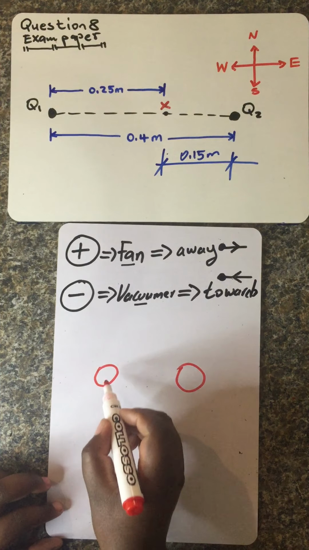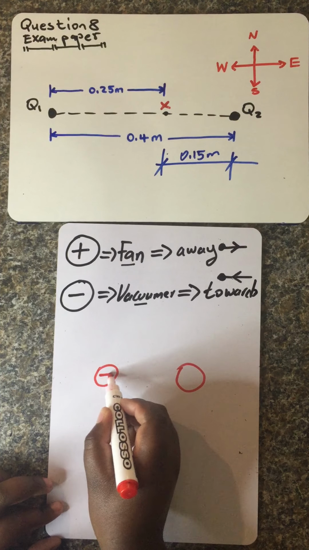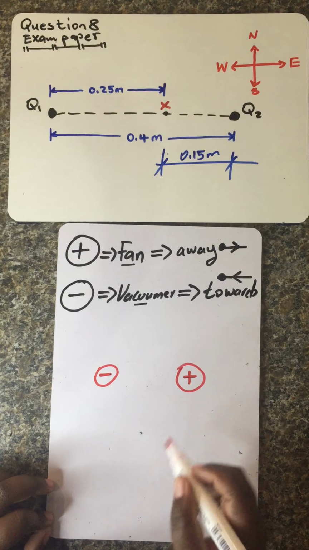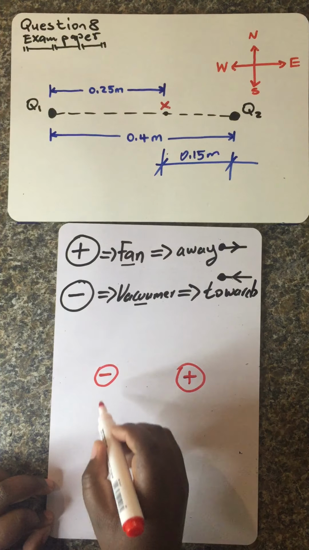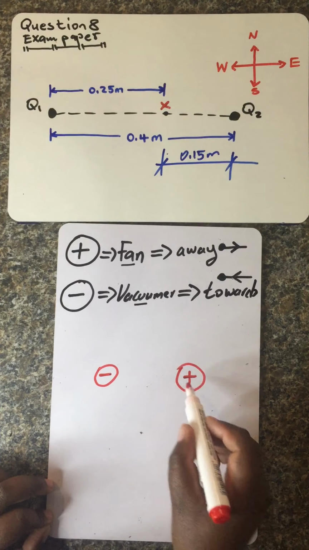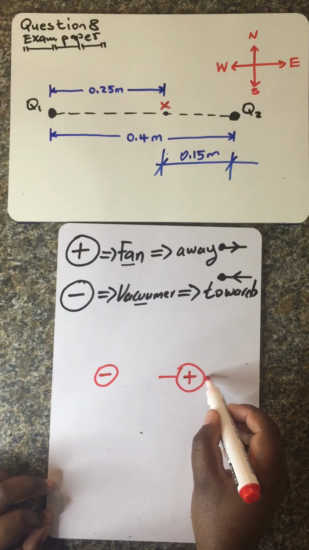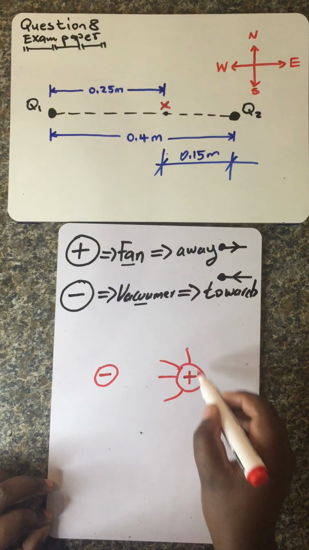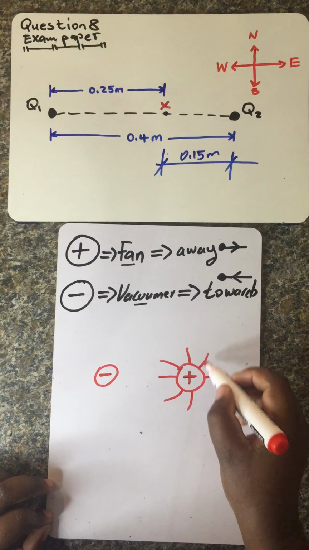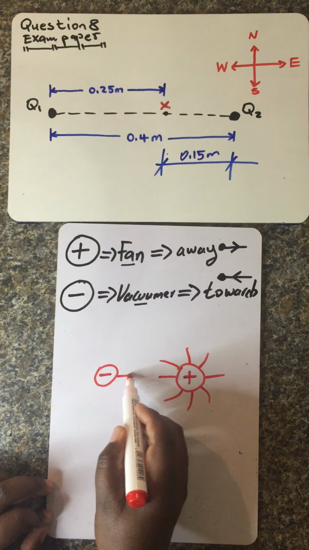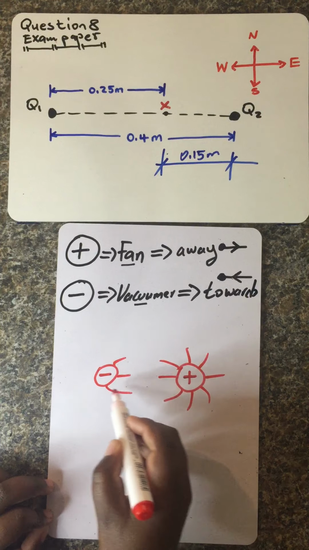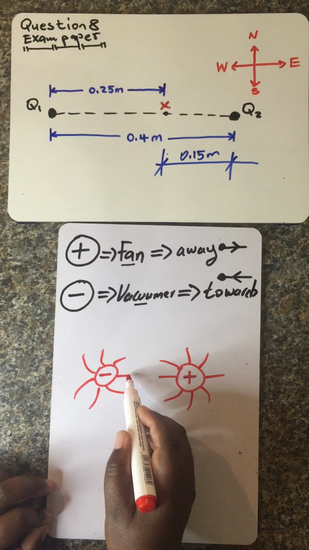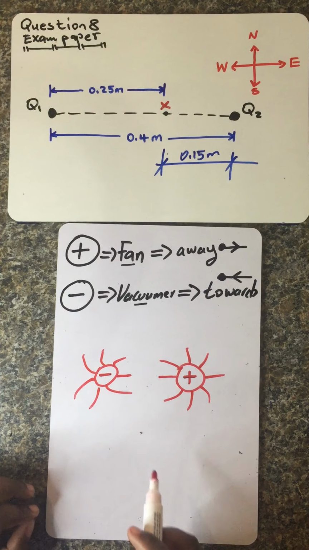Okay, so now this is negative charge, this is positive charge. Remember, this is now my fan, this is now my vacuum. In terms of drawing the field lines, I can just draw something like that and then also draw something like that. Remember guys, this is just for the purpose of me being able to explain to you what's going on.